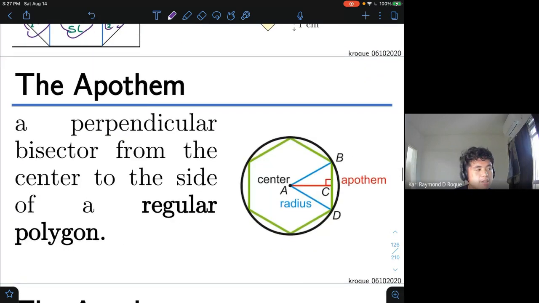Pero, meron pa tayong isang tinatawag na theorem. We use the segment called the apotheme. The apotheme is a perpendicular bisector from the center to the side of a regular polygon. So, pansin nyo, merong circle, no? Kasi sa bawat regular polygon, makakagawa tayo ng circle that circumscribes the polygon. Yan. Perfectly. Yun yung mga radii niya. For any regular polygon.